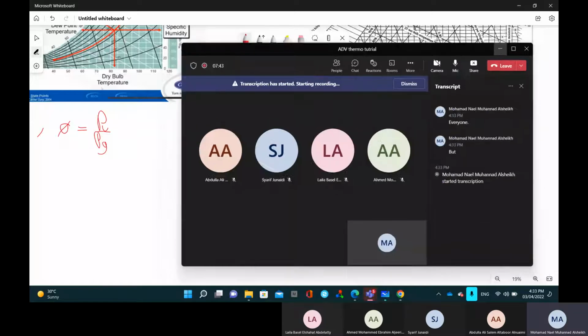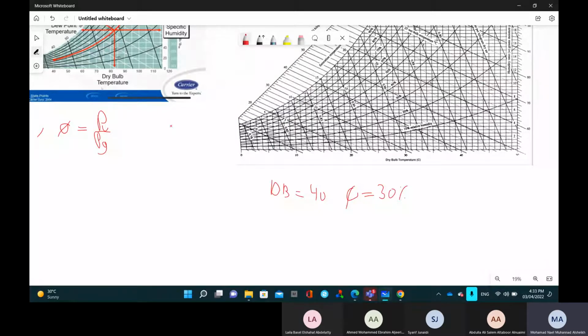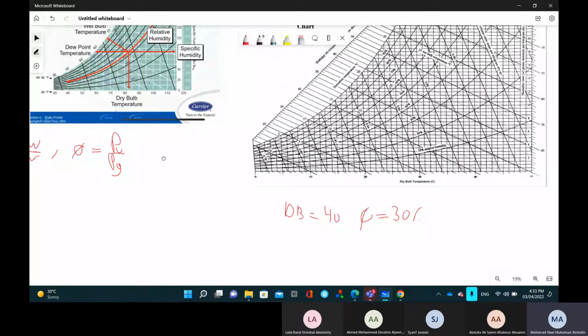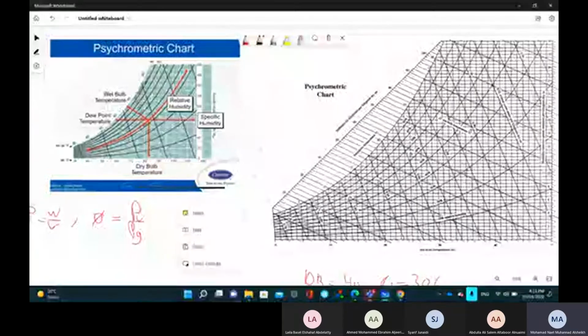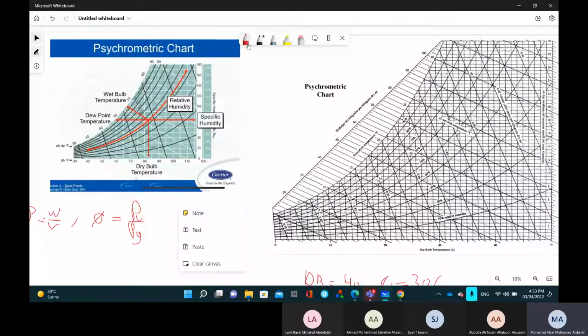Today we are going to give a tutorial about chapter 7 and exactly the psychometric chart. You asked specifically how to calculate the values on the psychometric chart. Just let me recap or introduce again the psychometric chart.